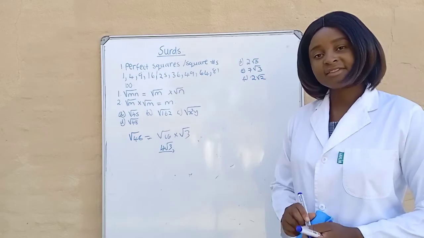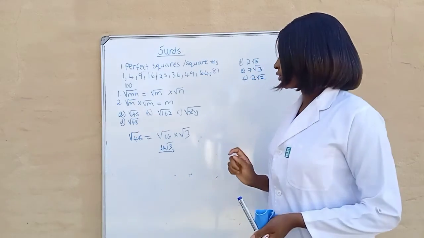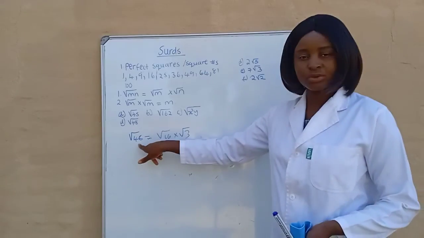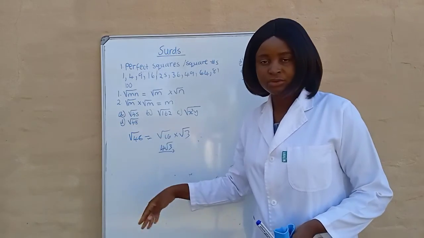Okay, so this is the first part of simplifying sets. On our next video, we are going to be moving from this part going back to root 48. You are moving from 4 root 3 back to root 48, right?